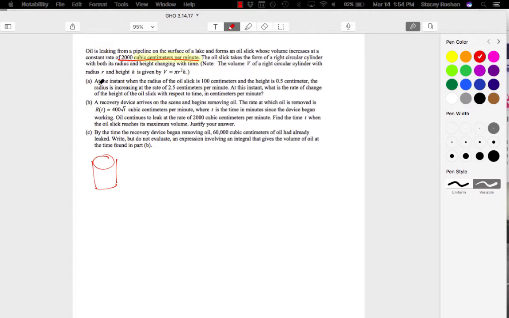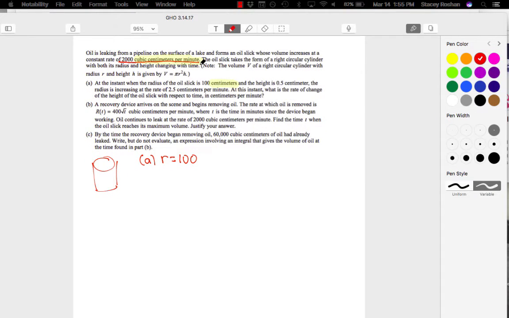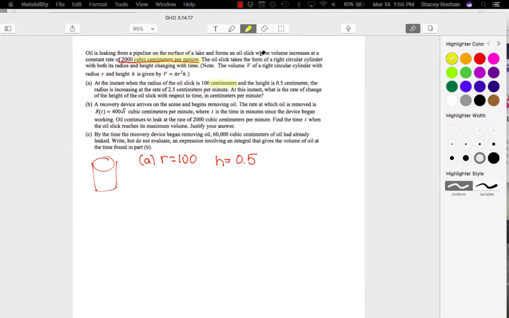So part A says, at the instant when the radius of the oil slick is 100 centimeters, so when the radius is 100, see how it says centimeters there? That is an indication that that is going to be an amount and not a rate. And the height is 0.5 centimeters. So the height is 0.5, and we're dealing with centimeters and centimeters. So that is good news for us. The radius is increasing, so dr dt equals 2.5, and that's positive because it's increasing.